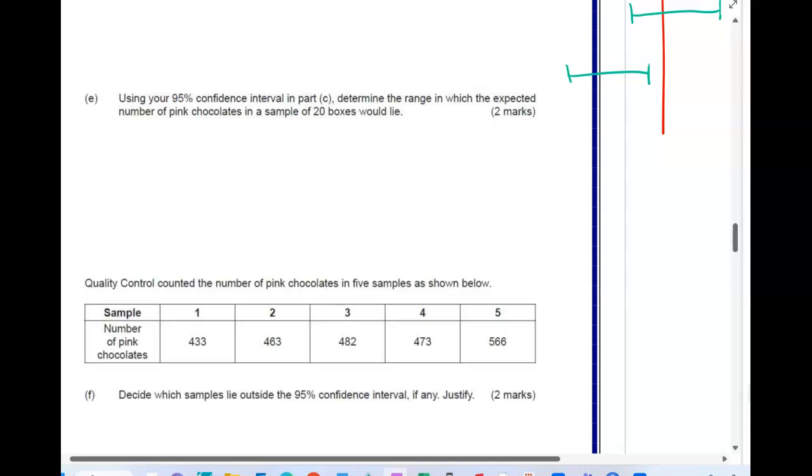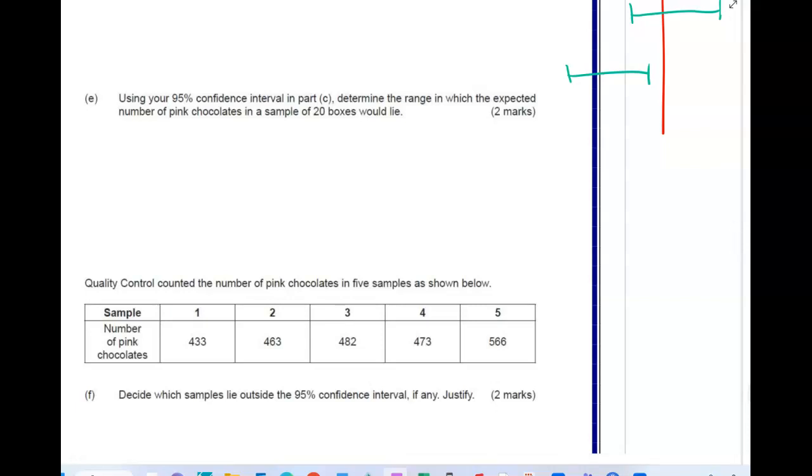Using the 95% confidence interval that we found already, determine the range in which the expected number, so now we're back to number of chocolates, would lie. So how would we do that? Logically, how would we do that? Yeah, so you've got your interval 0.768 and 0.8320. That's your two outer ends of the interval. So you would expect, if there are 600 in a box, we times that by 600.